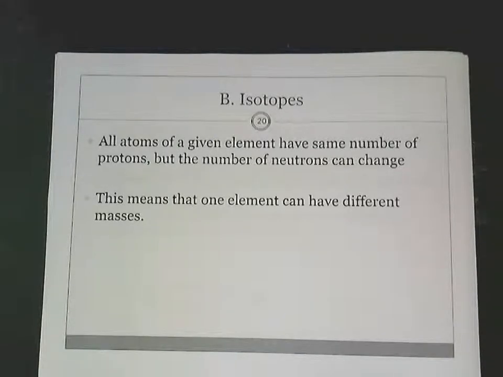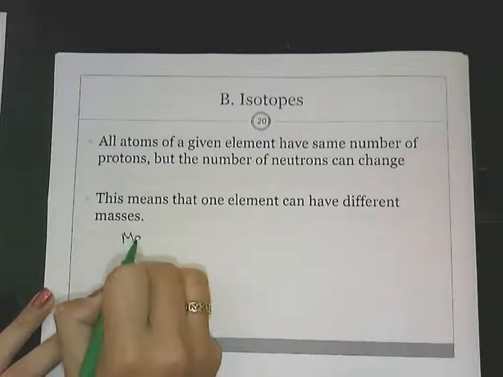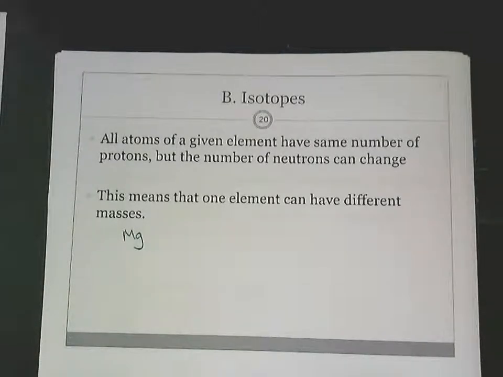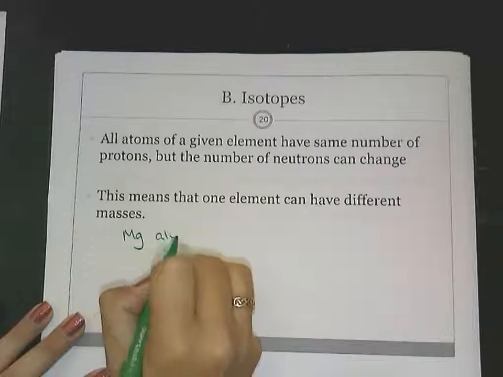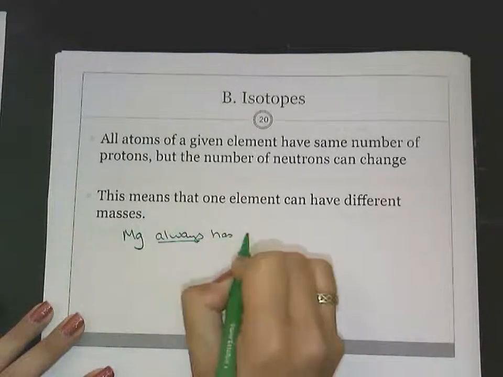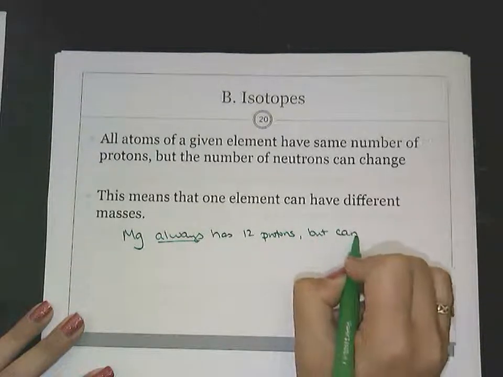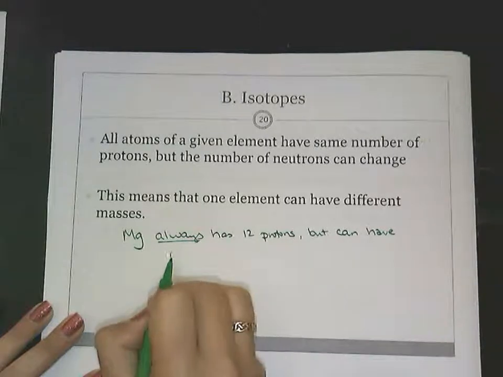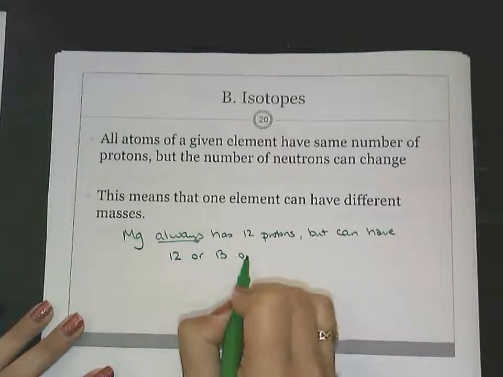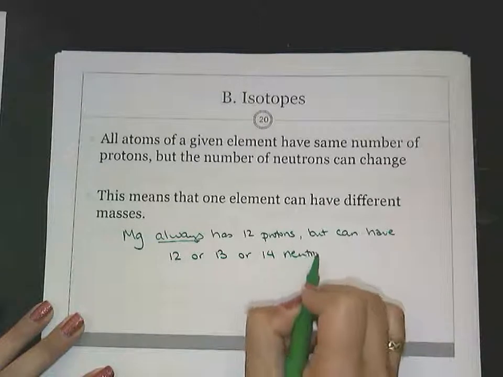This means that I can have one sample of element with 2 different masses. So, for example, magnesium. What is its atomic number if you can see it from where you're sitting? 12. So how many protons does it have? Okay. Magnesium always has 12 protons, but can have 12 or 13 or 14 neutrons. Those are all possible combinations.